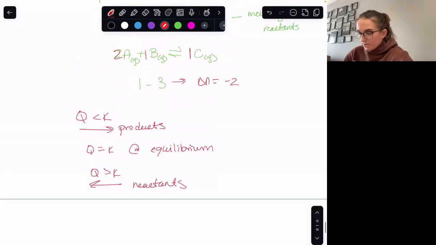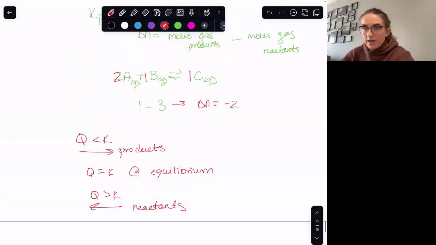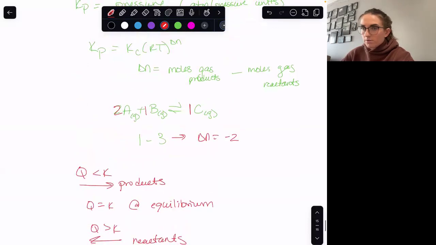The delta n tells you the change in the moles of the gases. So that's only for when you're converting between Kc and Kp.